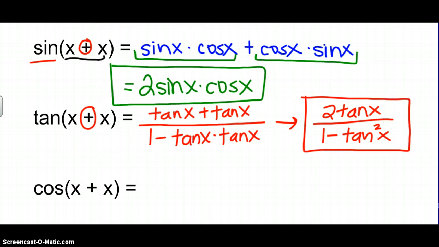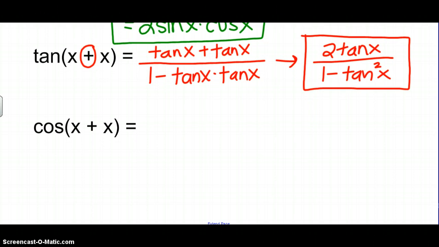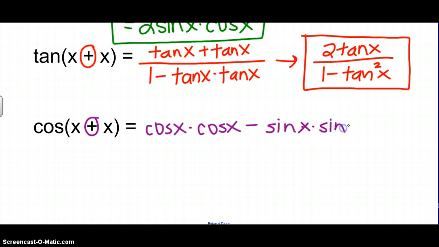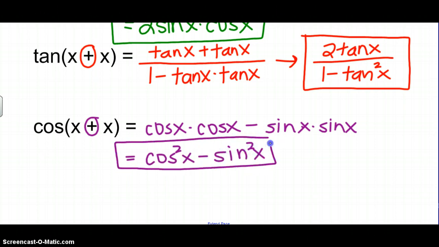Last one then is going to be cosine of x plus x. So again, I'm going to use my sum formula and say this is going to be cosine of the first times cosine of the second minus sine of the first times sine of the second. Well, this is where I get some different options. So I get cosine squared of x minus sine squared of x. Here's one formula.